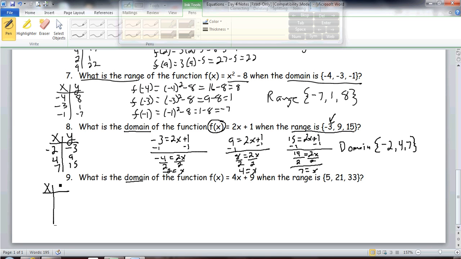So I'll fill out my table, x and y. They give me a range of 5, 21, 33. That means I completely fill out that with these numbers. 5 equals 4x plus 9. Subtract the 9. I get -4 equals 4x. Divide by the coefficient. x equals -1.